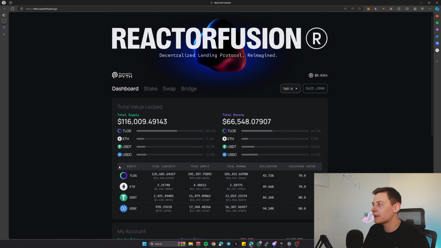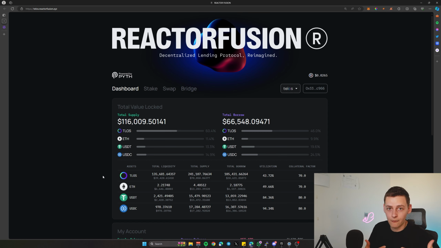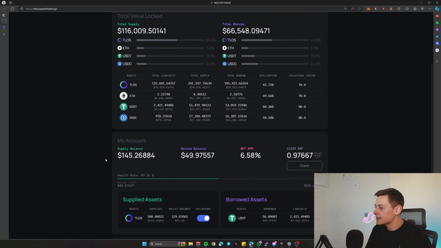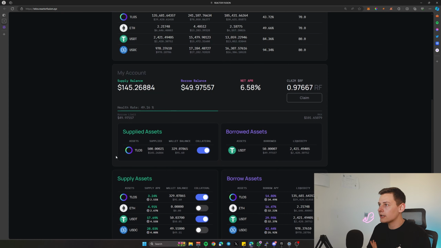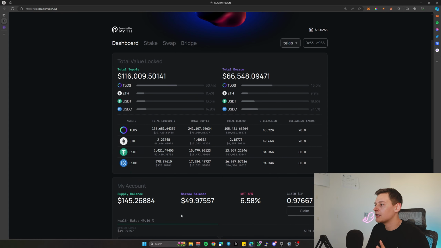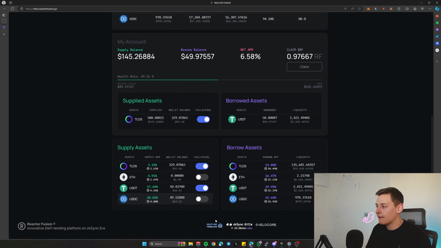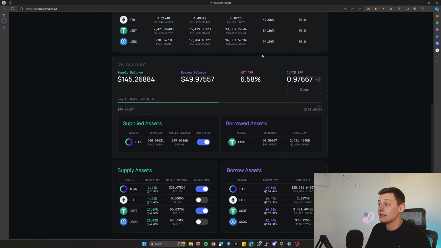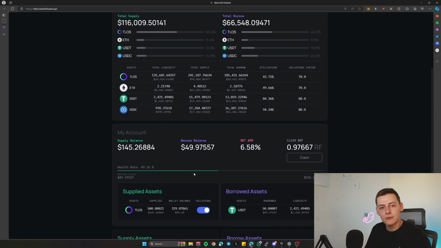I highly recommend doing a bit of research and understanding these protocols if this is your first time using a lending protocol. Can be quite confusing. There's a lot of words I'm using like protocol, lending, borrowing, collateral. These are things that you get very used to once you've used a few of these, but Reactor Fusion is a really nice interface, really straightforward. It's one page. This is just the information here. Scroll down and then you have the actions and the interest rates and you can see your own portfolio sitting here as well. Super easy.